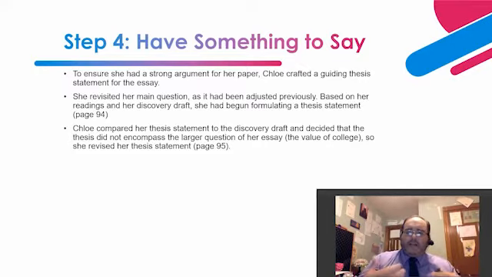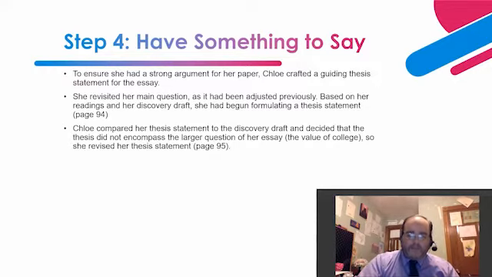Now, she took this thesis statement and compared it to the discovery draft. You're always going back and forth with these drafts. You're going to your thesis statement, then back to the discovery draft, thesis, back to discovery, and so on and so forth, to try to refine things and make it better. So at this point, she compared the thesis statement to the discovery draft and decided that the thesis did not encompass the larger question of her essay, being the value of college. So she revised the thesis statement. Page 95, this is what the revised thesis statement comes out as. It's a much longer paragraph.